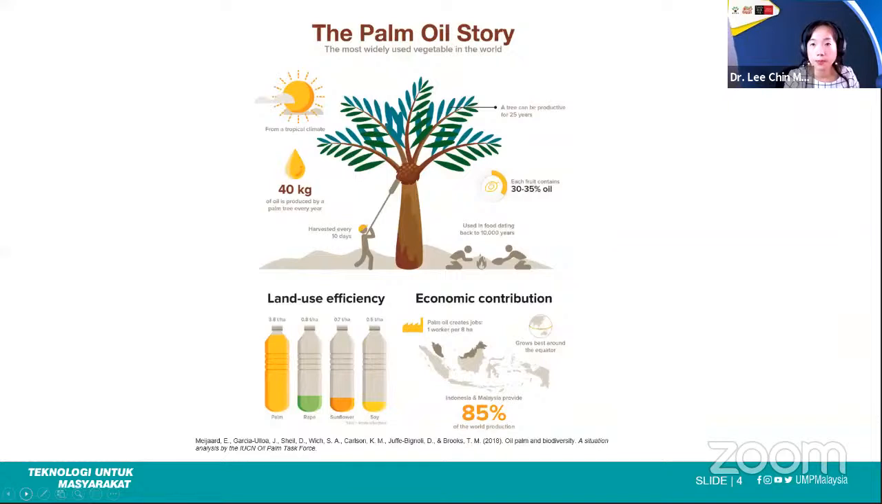So the palm oil is the most widely used vegetable oil in the world. A matured palm tree can be productive for 25 years, and it produces 40 kg of oil in a year. The fruits contain 30 to 35% of oil. The oil palm is the most efficient oil crop in that it produces a lot of oil relative to the land use. And of course, it has lots of economic contributions. The palm oil industry is one of the most important industries in Malaysia, which has created a lot of work opportunities.